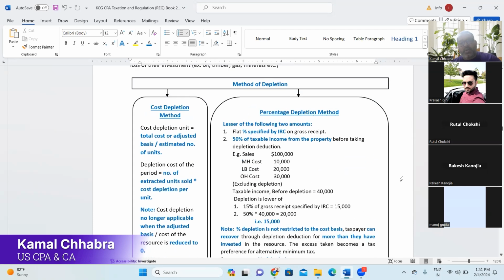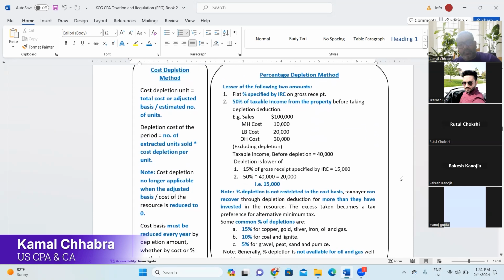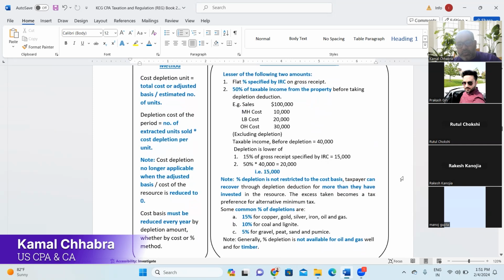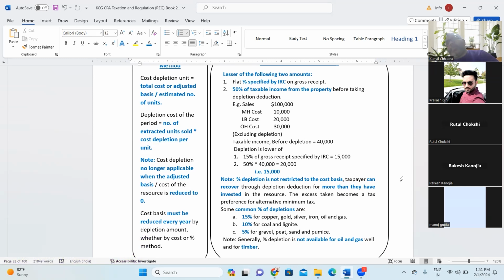A common percentage depletion, 15% you have written for oil and gas, and a note you have given that generally percentage depletion is not available for oil and gas. Yes, so 15% is given for oil and gas, but practically we do not use this percentage. Rather, we use the cost method there. That is practical experience. In oil and gas, generally they use the cost depletion method, not percentage depletion. Okay, any other question?